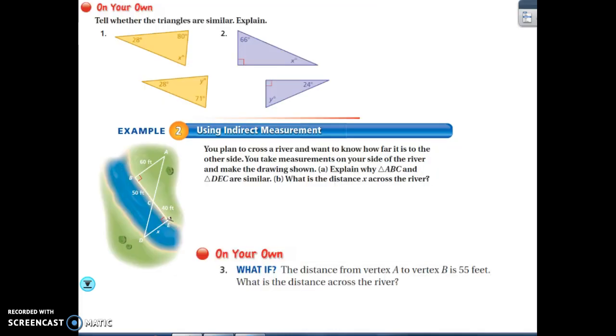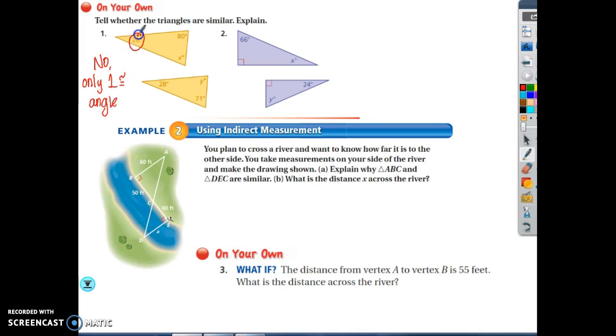Go ahead and take a moment to pause the video and try examples 1 and 2 on your own. In example 1, you should have a no. These are not similar. They only have one congruent angle. That congruent angle is this 28 degrees. If you proceed to solve for that missing angle, you will find that it is not going to match the angle in the other triangle.